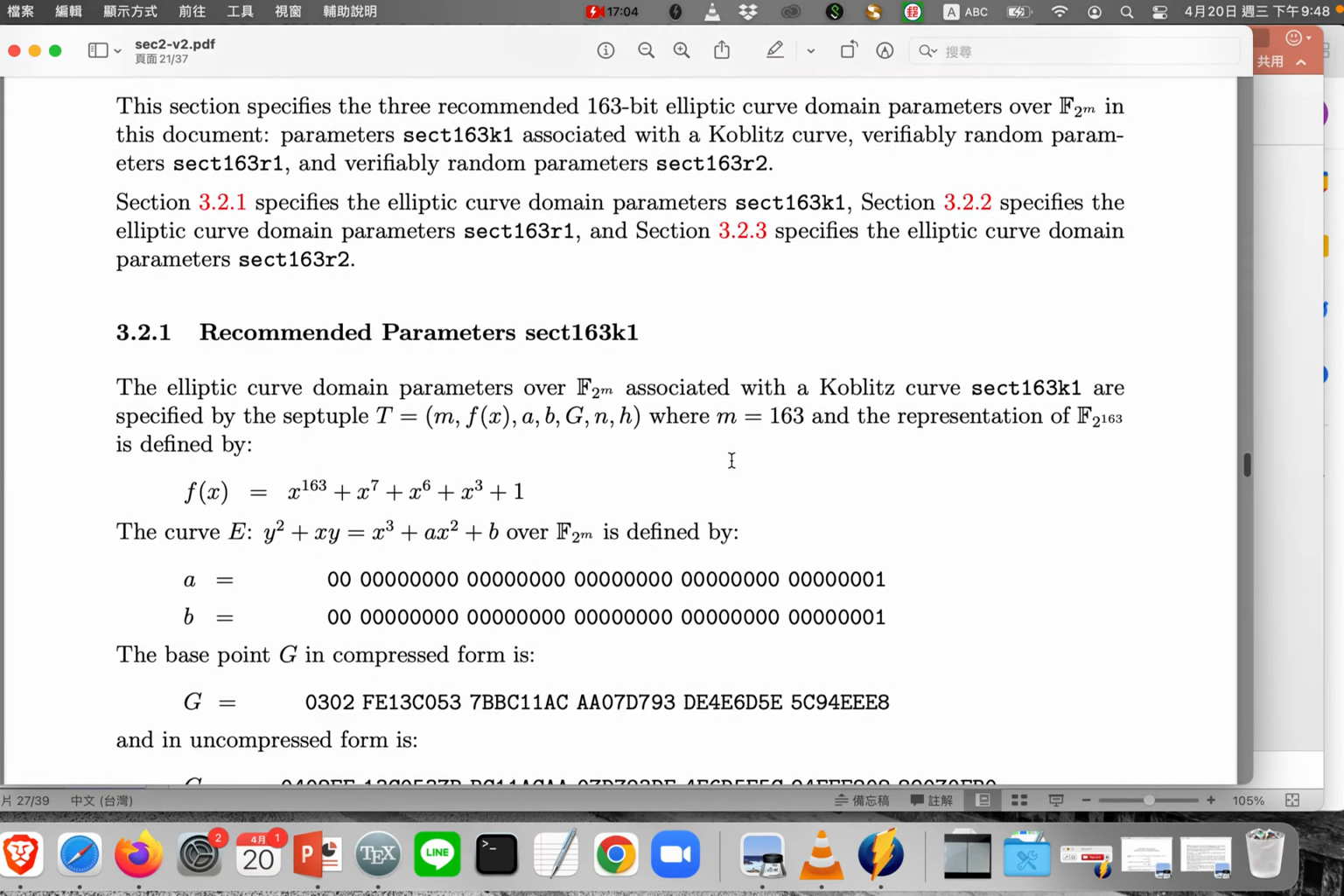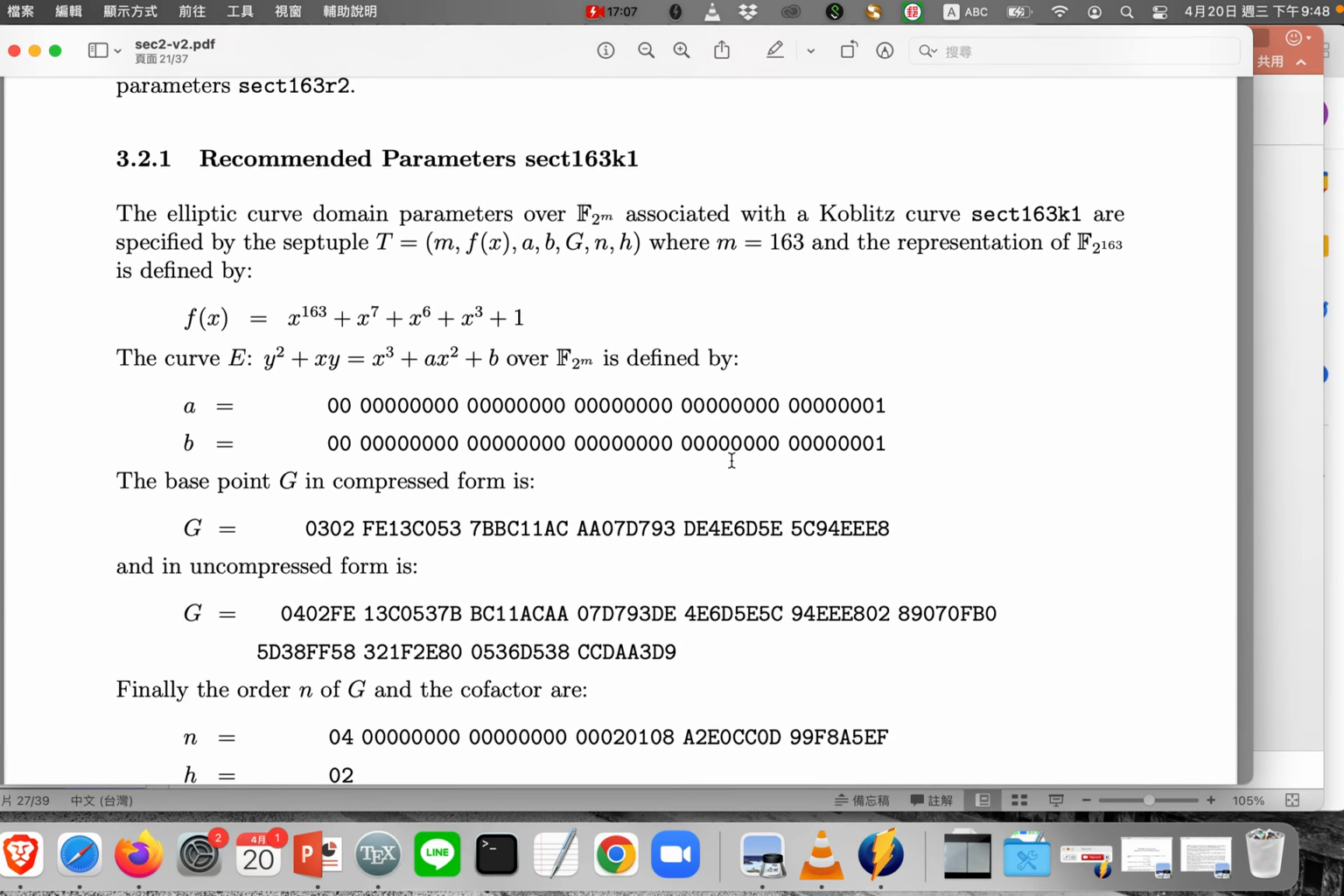Let's pick a curve. Now this curve, sect163k1. Let's take a look at this curve. So we need 7 parameters. First we need to specify the finite field. This m is big, right? So m is 163. So it's 2 to the power of 163. That's a really large field. And we have to specify an irreducible polynomial, right? This is an irreducible polynomial.